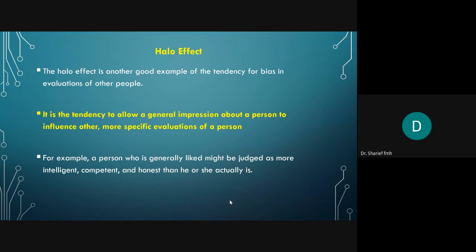These two are usually seen as errors in appraisals in organizations.